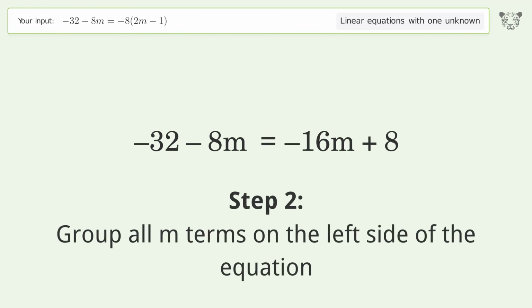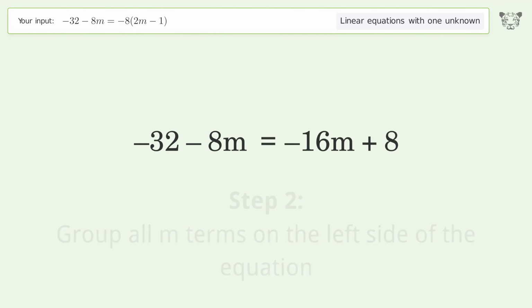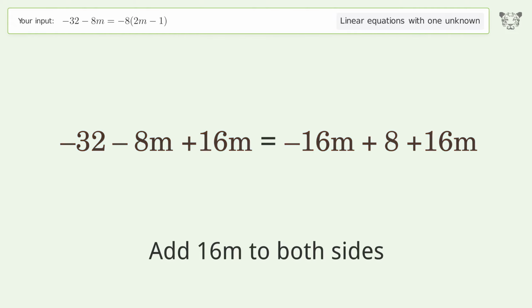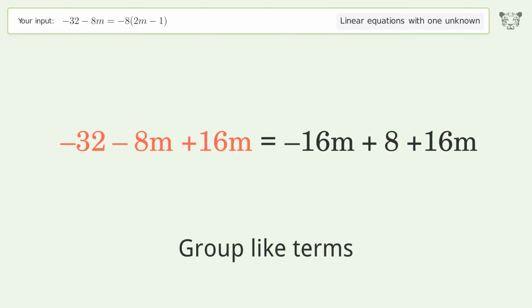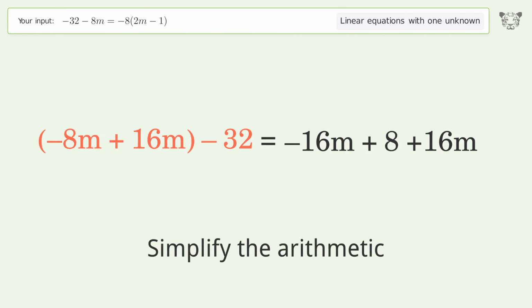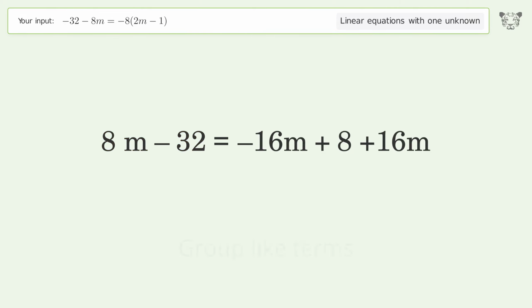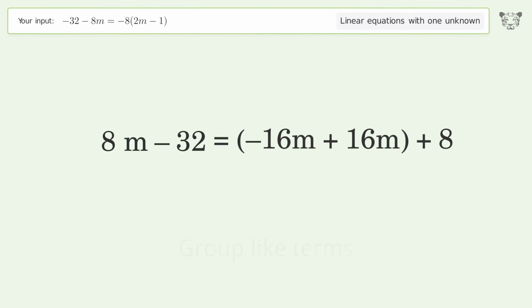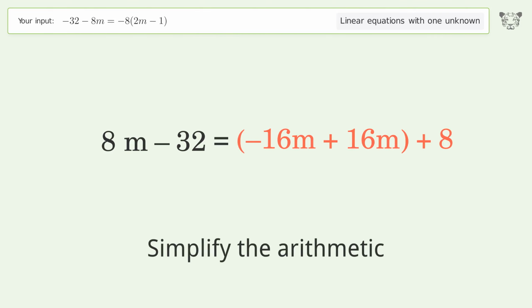Group all m terms on the left side of the equation. Add 16m to both sides. Group like terms. Simplify the arithmetic. Group like terms. Simplify the arithmetic.